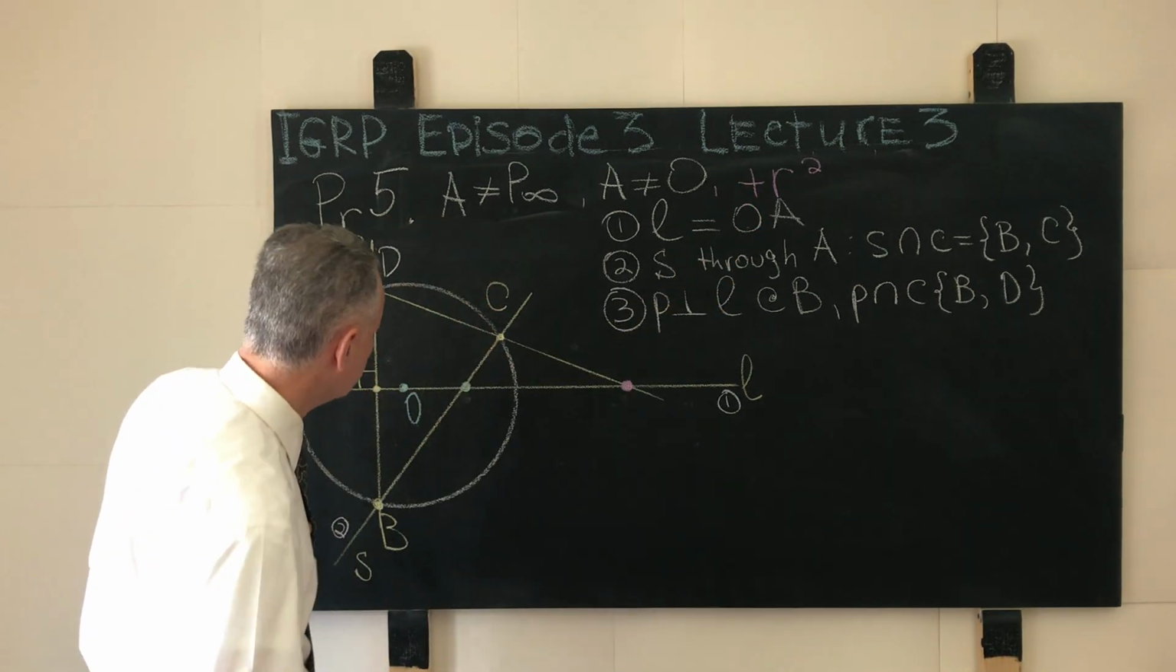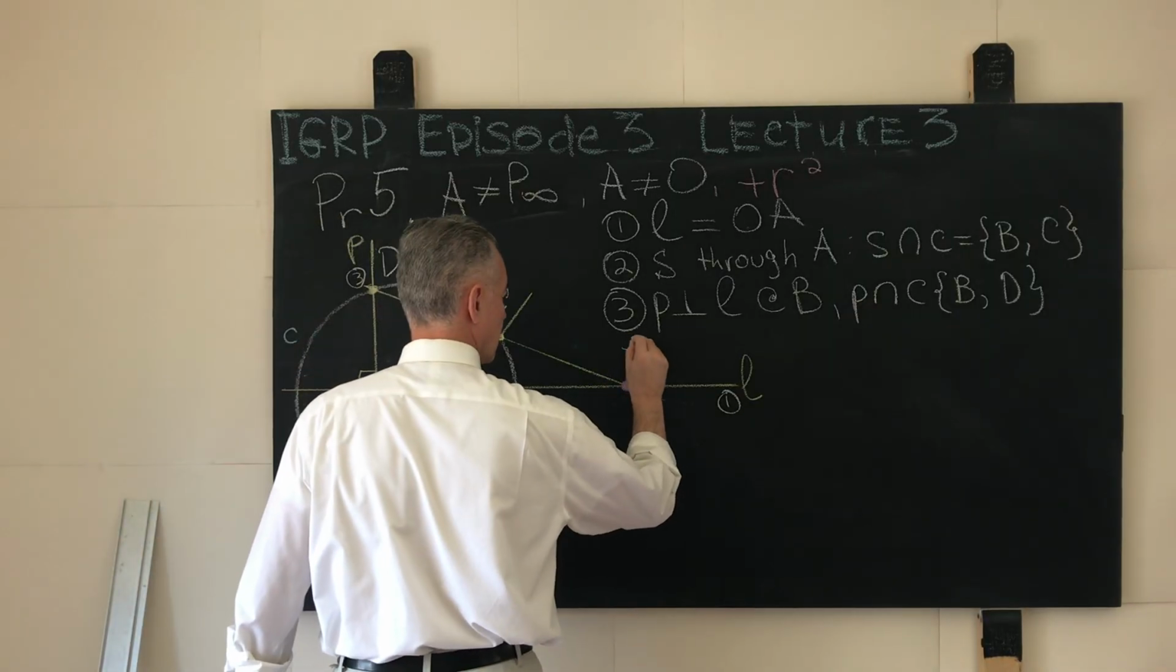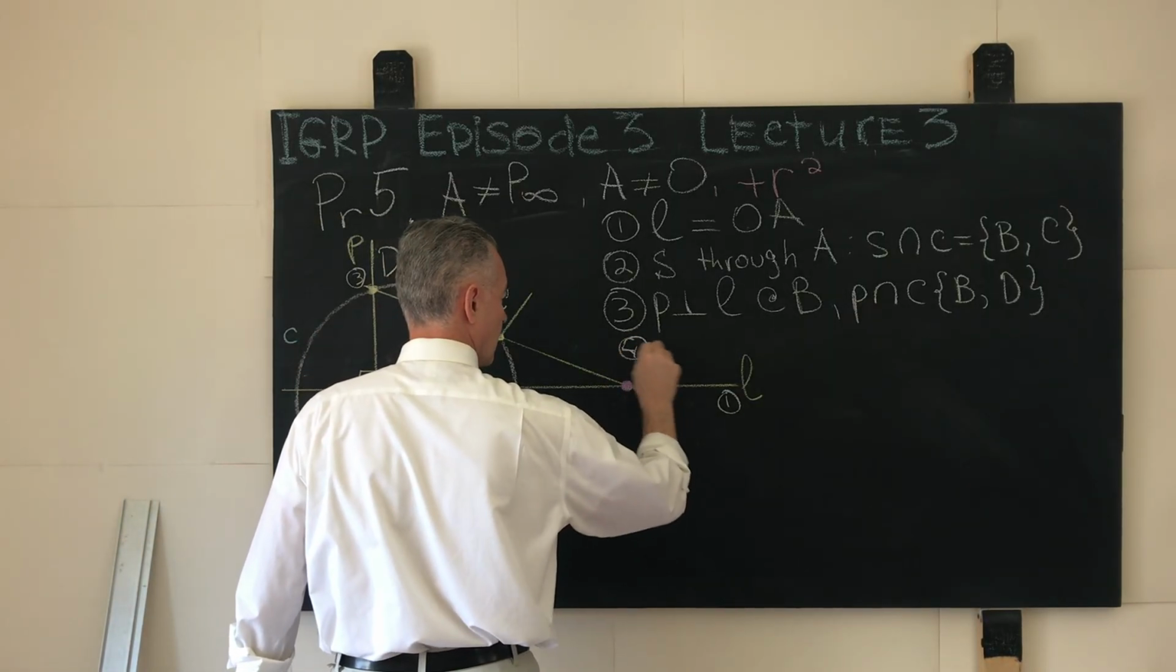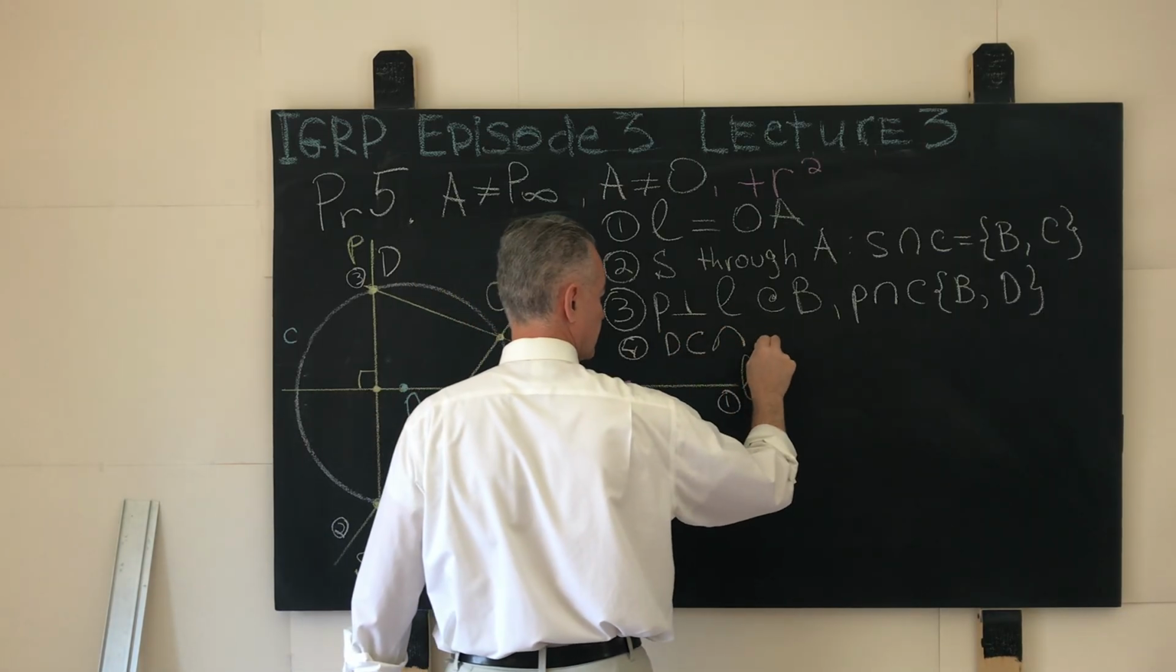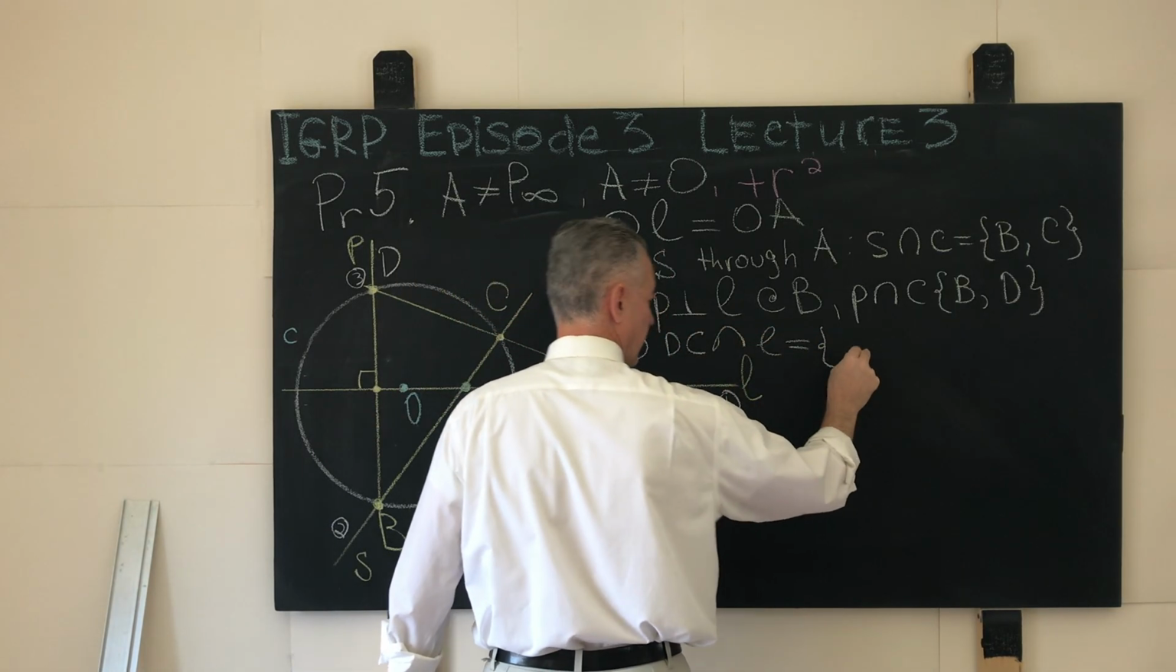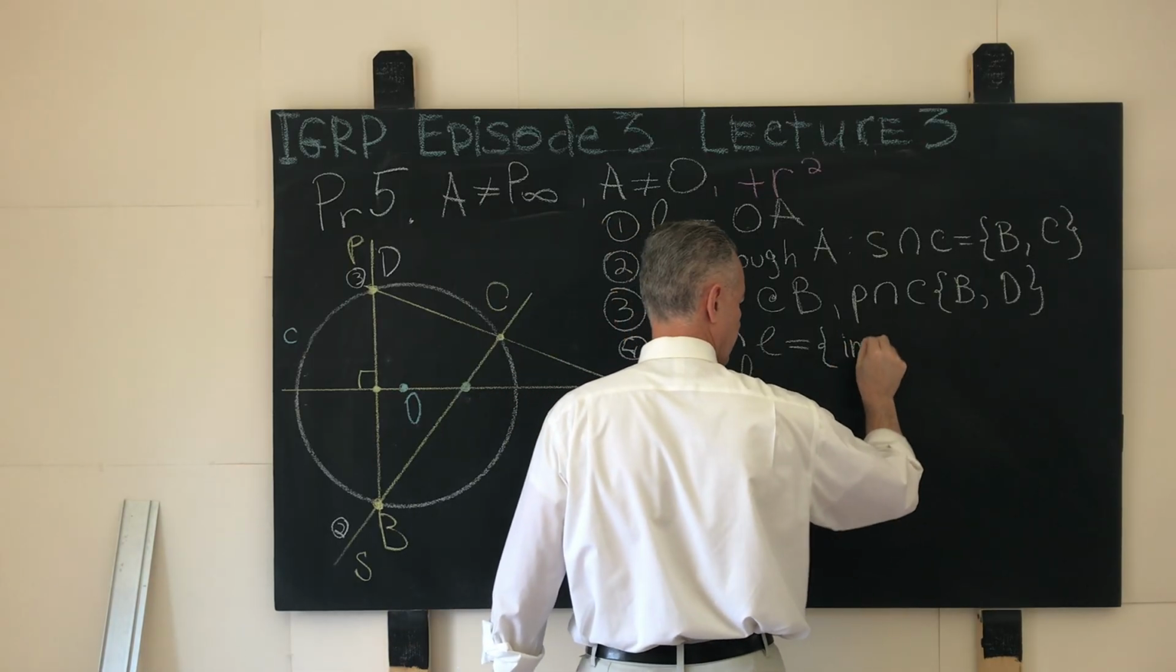So step number 4 will be to draw the straight line DC, which will intersect L precisely at the image point.